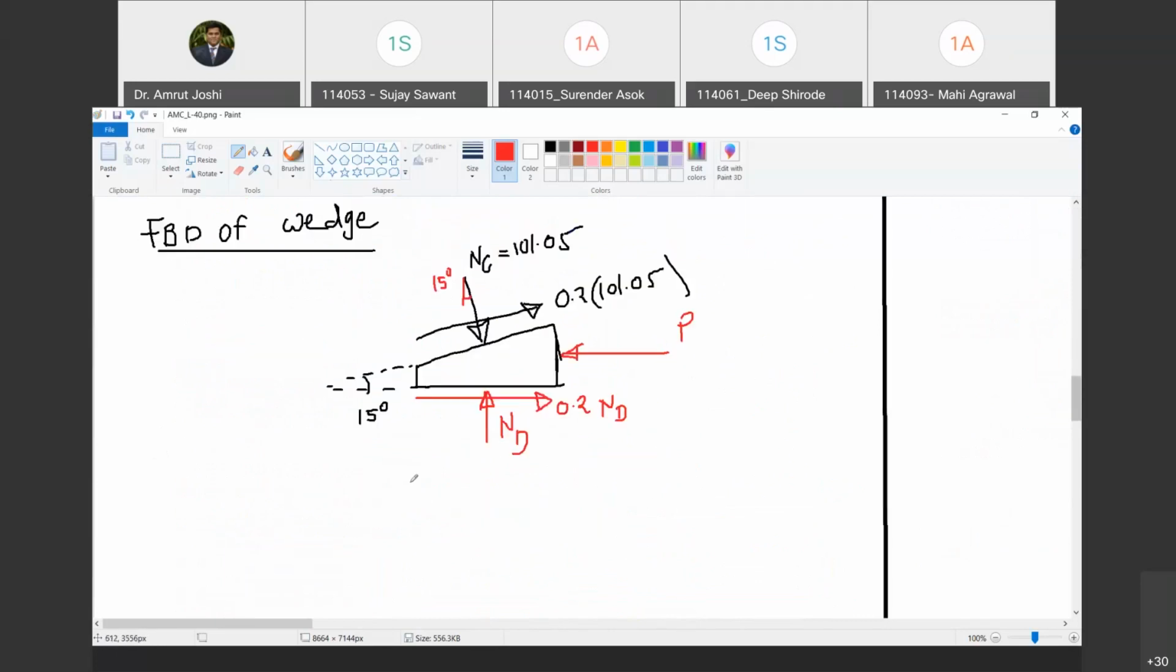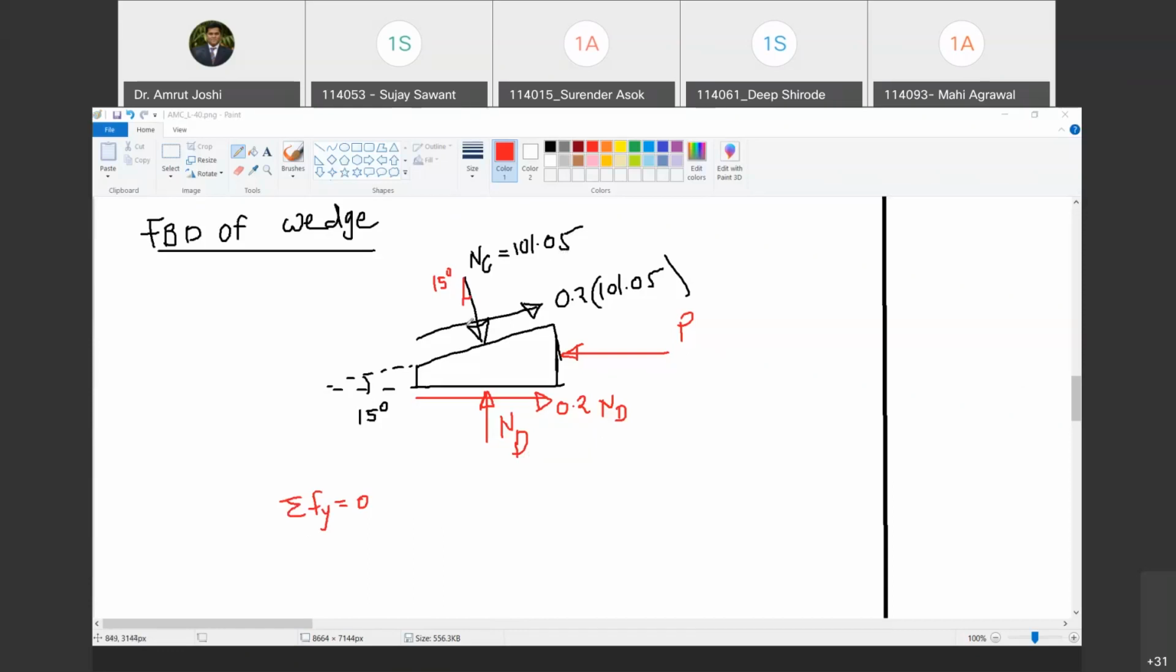Now how many unknowns are there? Tell me. There are only two unknowns, ND and P. Do you agree with me? Yes, sir. So let us first try summation Fy equal to 0. Why can I apply equations of equilibrium? Because the motion is still impending. The wedge has not started moving in. It is on the verge of moving in. With me? Yes, sir. Therefore, we can still apply equations of equilibrium, summation Fy equal to 0.